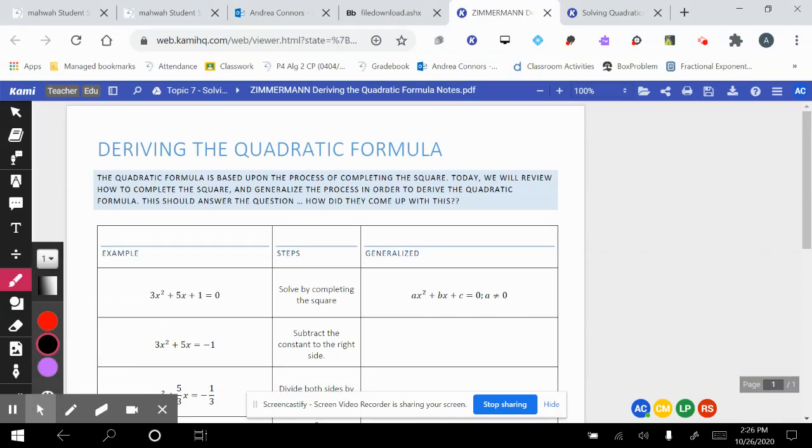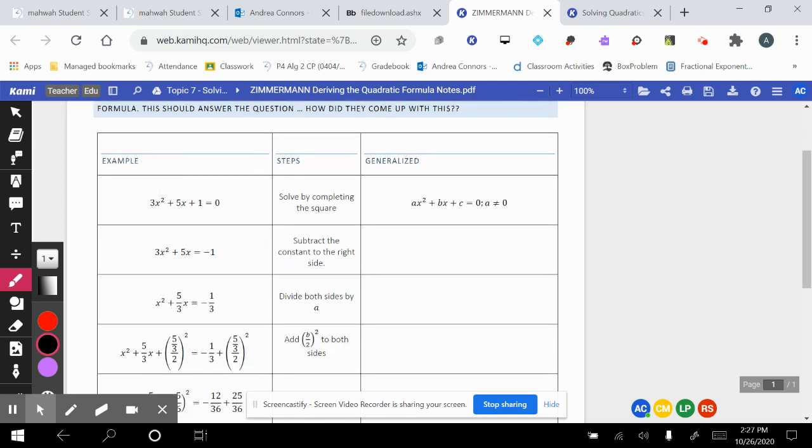The quadratic formula is based upon the process of completing the square. Today we will review how to complete the square and generalize the process in order to derive the quadratic formula. This should answer the question, how did they come up with this? On the left-hand side is the example, and on the right is the derivation of the quadratic formula.